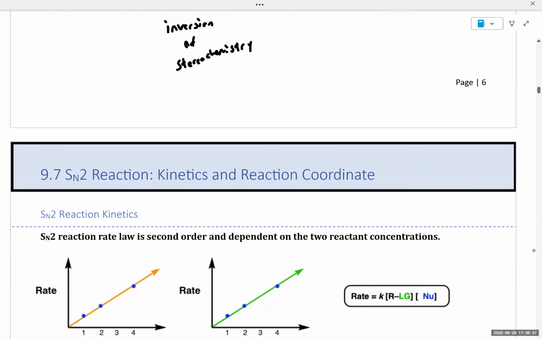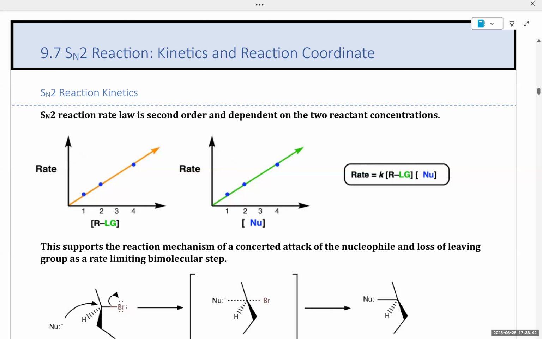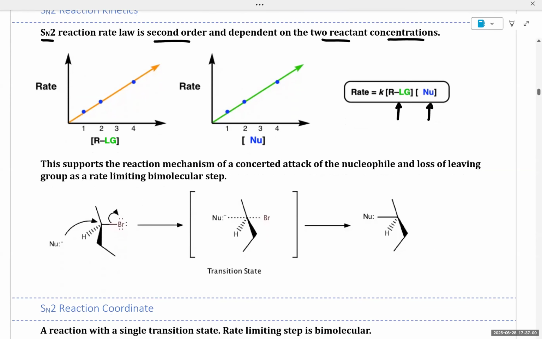Okay. Let's talk a little bit now about the kinetics and reaction coordinate for the SN2 reaction. The SN2 reaction, as the name implies, is a second order reaction, which means the rate of reaction is dependent on the two reactant concentrations. The rate depends on the concentration of substrate and nucleophile. This makes sense, and this supports the reaction mechanism where the rate limiting step is a concerted attack of the nucleophile and loss of the leaving group. This rate limiting step is bimolecular.